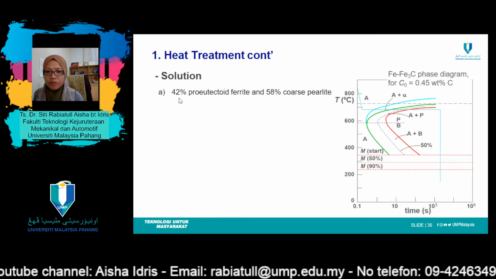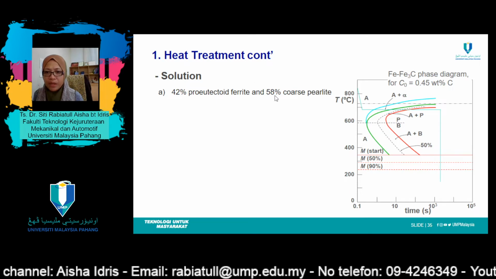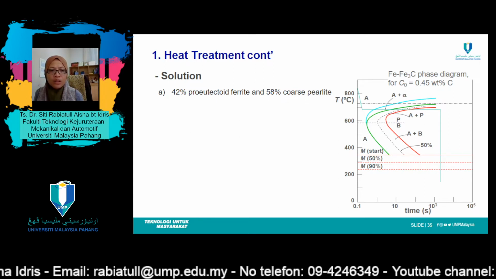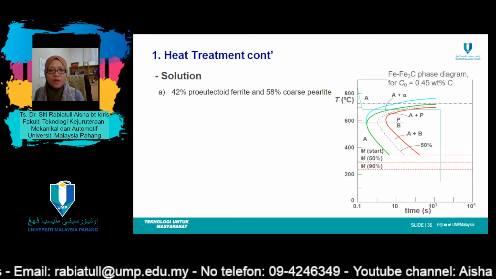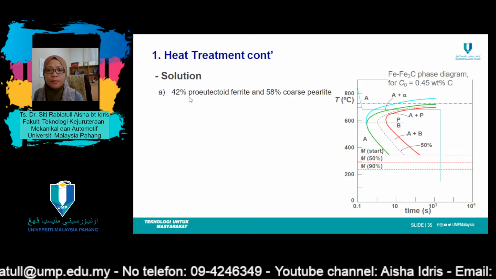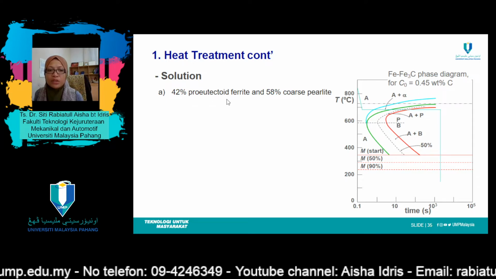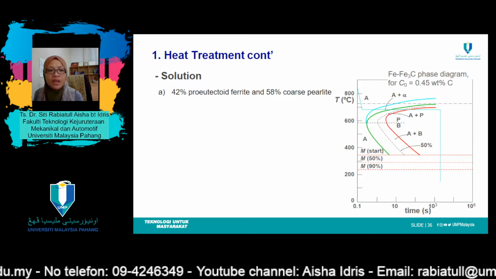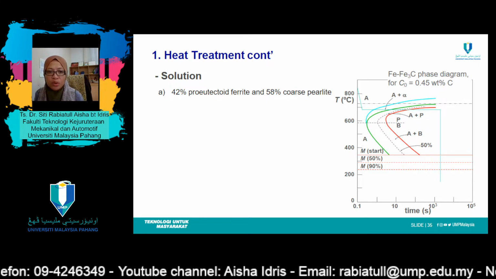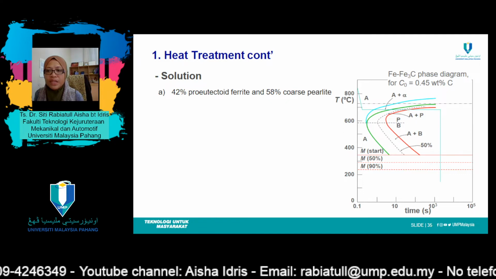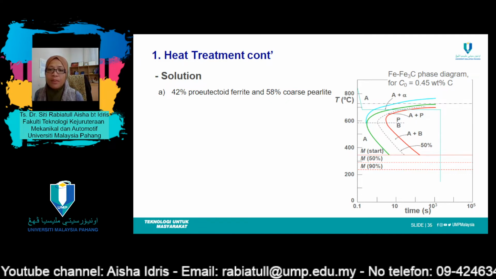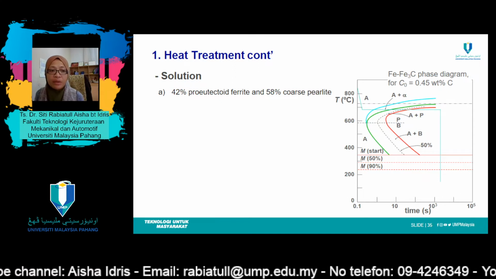Question A, 42% pro-eutectoid ferrite and 58% coarse pearlite. Well, when you see the term pro-eutectoid ferrite, it is actually referring to the process before the eutectoid, with the value of C not equal to 0.45 weight% of carbon from the iron-carbon phase diagram.